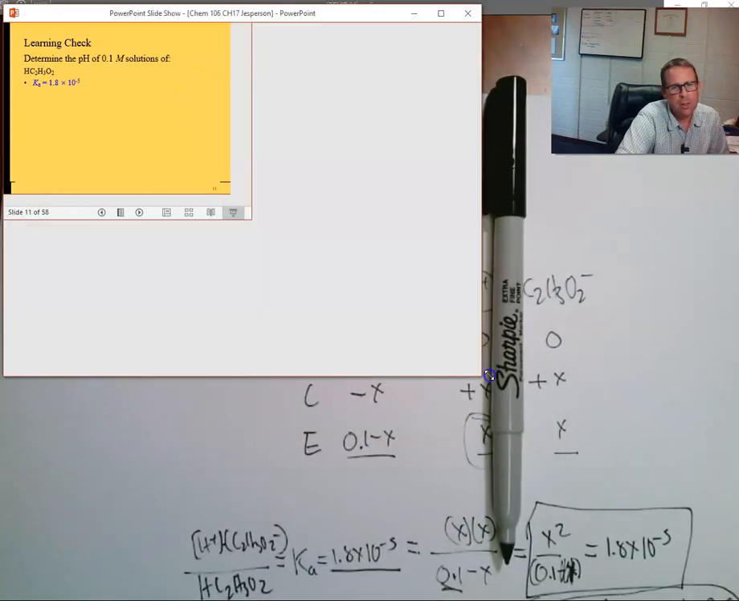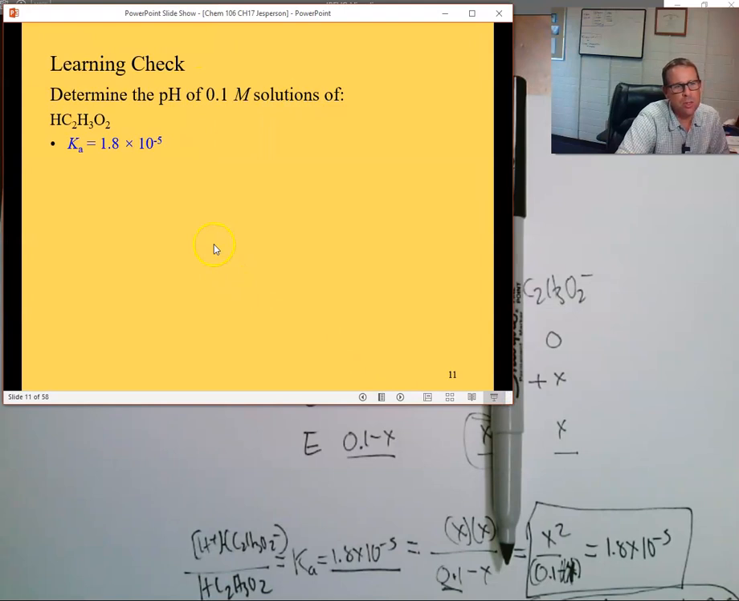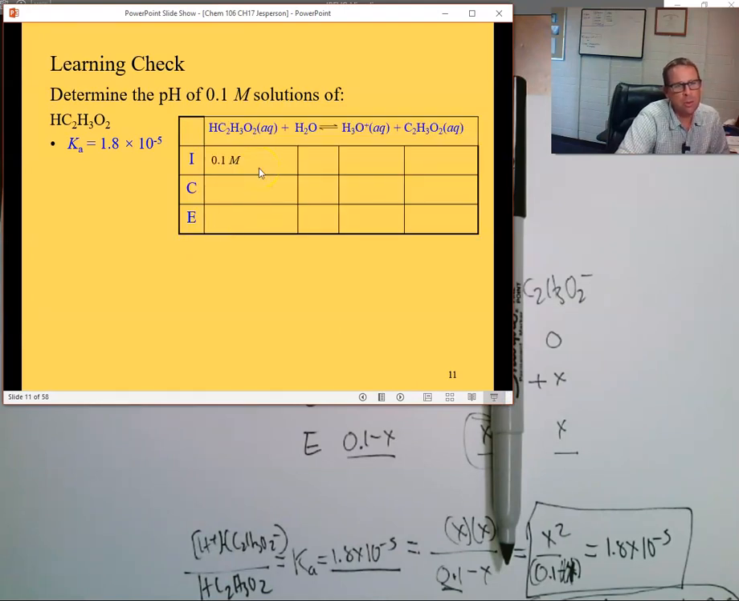Okay, very good. So as we scroll through this, we made our ice table. We put in our initial concentrations. We put in the shift that was going to occur. We looked at the equilibrium concentrations. We identified that this one could be simplified to 0.1 so that we wouldn't have to use our quadratic equation. Then it just spit out x squared over 0.1 equals 1.8 times 10 to the minus 5. And then we just solved for x and took the negative log of that value.